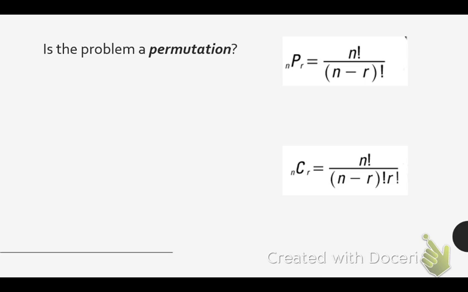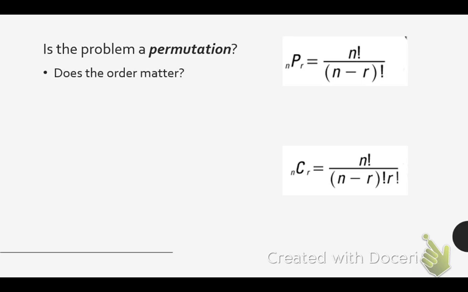So when you ask yourself, is the problem a permutation? You want to ask yourself these questions. If any of these are a yes, it is a permutation, and you'll use the permutation formula. First one, does the order matter? If the order does matter, it is a permutation.